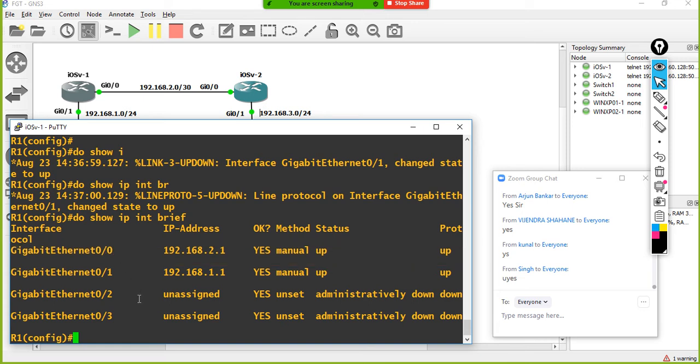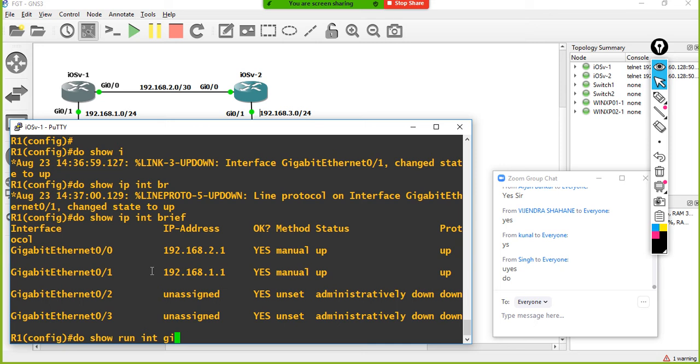So for that, you are going to do the filtering. Some filters are there. Right now I'm in the configuration mode, so I cannot execute any show commands there. That's why we are going to use do show run interface gigabit Ethernet 0/0. For example, if you say do show run, what does it mean, guys? If I press do show run, what will happen? It's going to show you the complete running configuration.